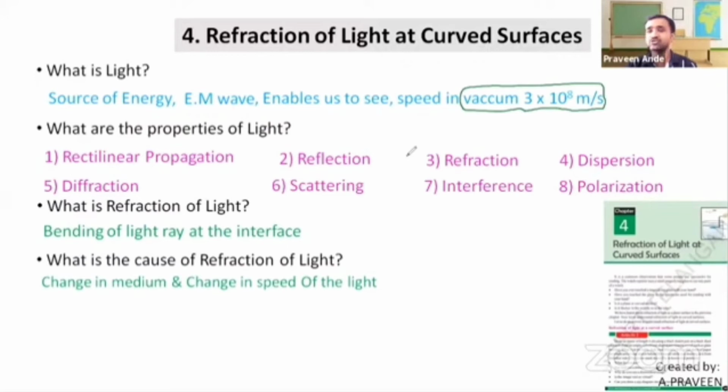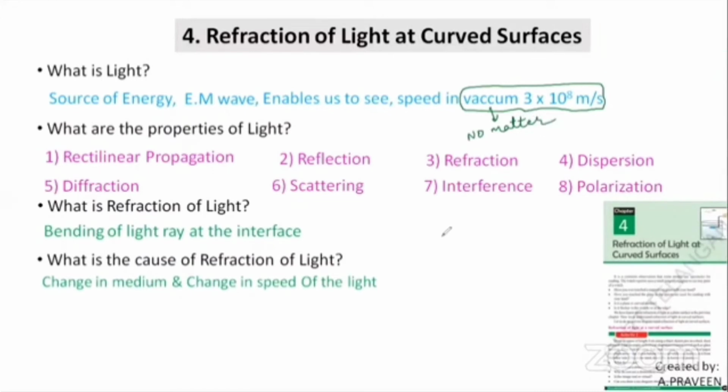Vacuum means actually, what does it mean? There is no air in a vacuum. So simply, what we have to say is no matter. According to our science, matter means having some substance, occupying space and mass.